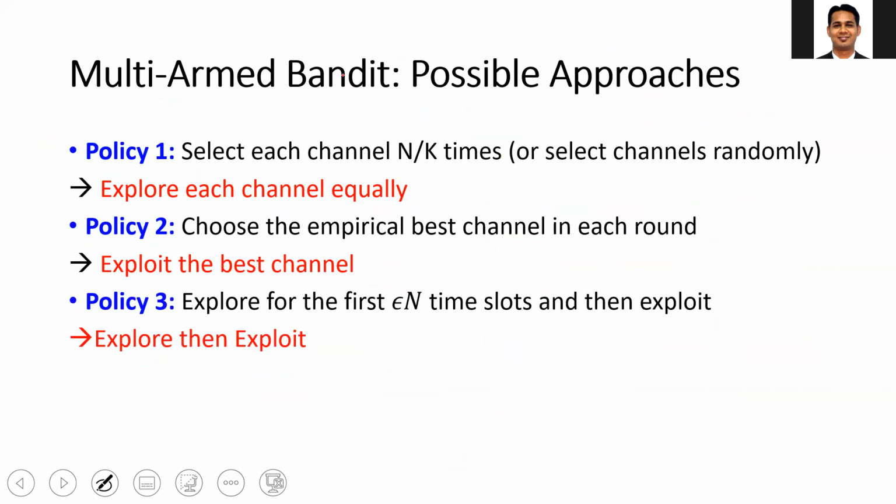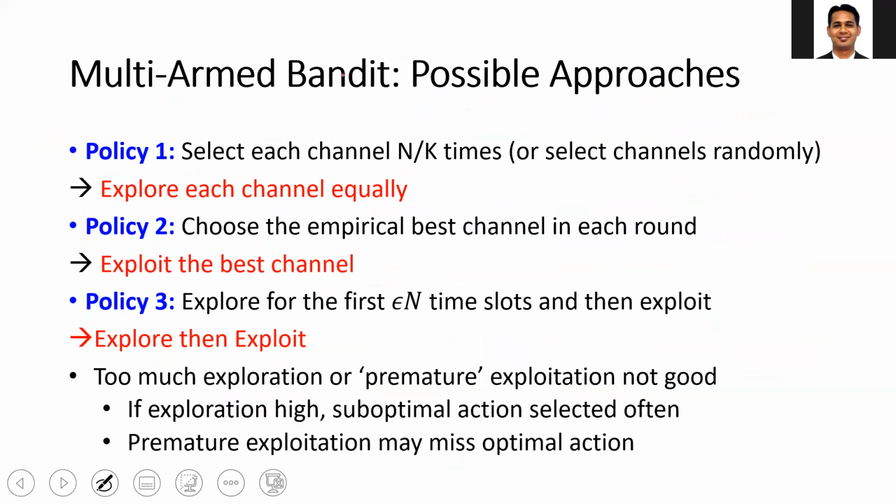Another policy is that you explore the arms epsilon n number of times and then exploit. So you do the initial exploration and then do the exploitation. Okay, so ideally what we need to make sure is that we don't do too much exploration, or too little exploration, which is premature exploitation. If you do too much exploration, what will happen? You will select the suboptimal arms a large number of times. And if you do premature exploitation, what will happen? You may get locked into the suboptimal arm. Okay, so that you need to avoid.